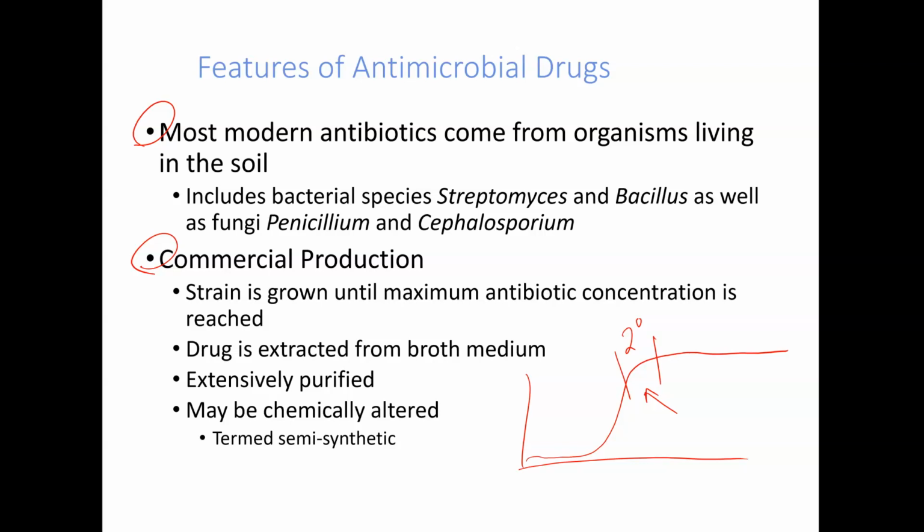And the goal of industrial production is basically to keep the bacteria always here, in this zone where they're constantly producing these antibiotics. They can then extract the antibiotic from the media using chemical processes, basically chemical distillation and purification processes, and then they can either alter it in some way or use it as is.